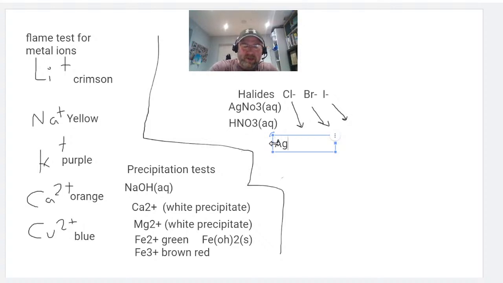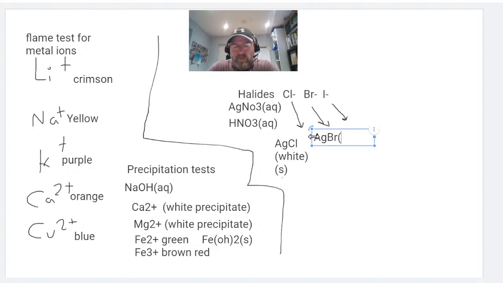So you're going to get AgCl, white, then the next one is cream. I think of it as off milk, like milk going off. And that's going to be cream. And then you've got AgI, which is yellow. And that's a solid. Remember, precipitates are solids.